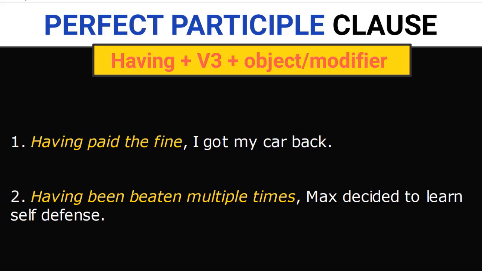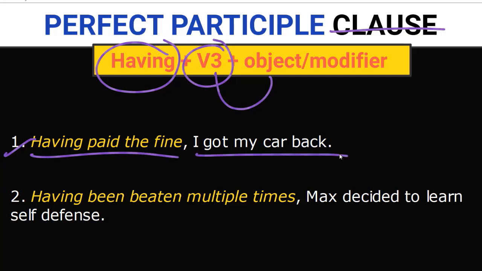Now, the last type of participle phrase, the perfect participle phrase. A perfect participle phrase starts with the present participle having, followed by a past participle, and after the past participle, you can have an object or a modifier depending upon the nature of the verb. All right, examples. Having paid the fine, I got my car back. And always remember, a perfect participle phrase works as an adverb. It works as a reason why the main clause occurs.